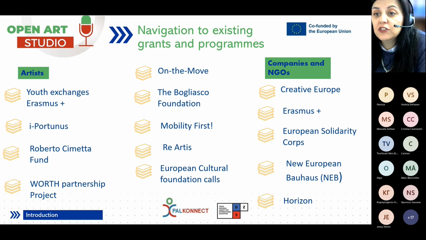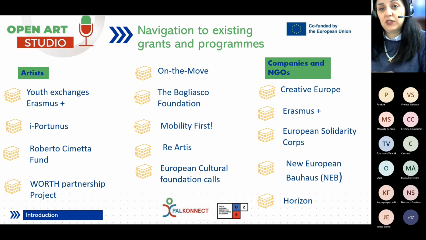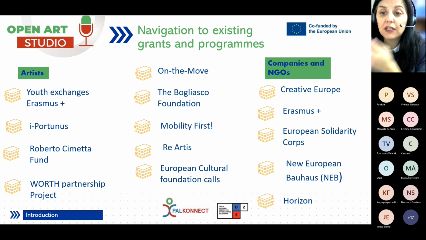The others are linked to companies and NGOs. We are speaking about Creative Europe, Erasmus Plus, European Solidarity Corps, New European Bauhaus, and Horizon. It's very important to know that the Creative Europe calls for small-scale and medium-scale activities are going to open in February, approximately 2023. Erasmus Plus again at the beginning of 2023. European Solidarity Corps is open three times per year, and New European Bauhaus has a lot of calls opening during the year, linking different kinds of activities.